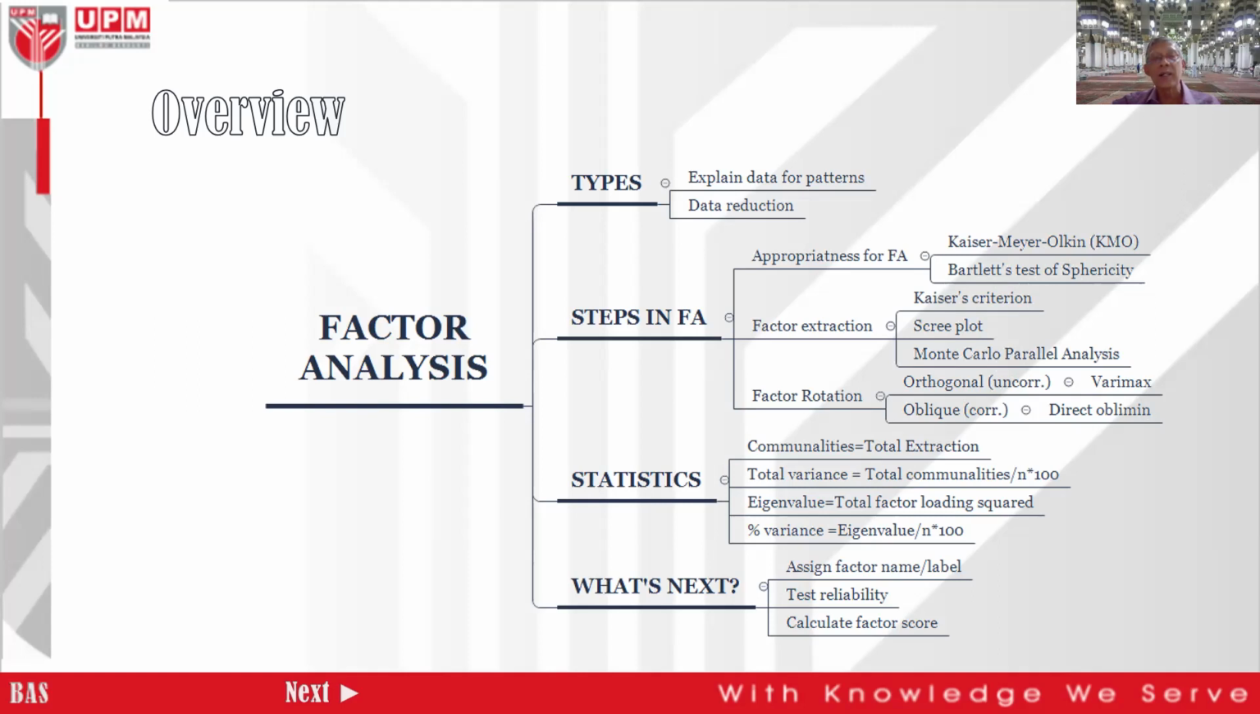And the third method, in order to determine how many factors, we can use the Monte Carlo parallel analysis. This third method is not embedded in your SPSS. If you want to use it, we need to go to the internet, go to the specific website, copy a certain command from that website, paste it into our syntax editor, do some editing, and then we can run.